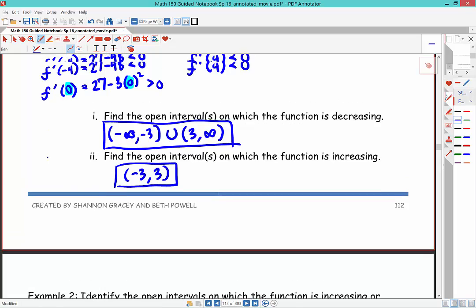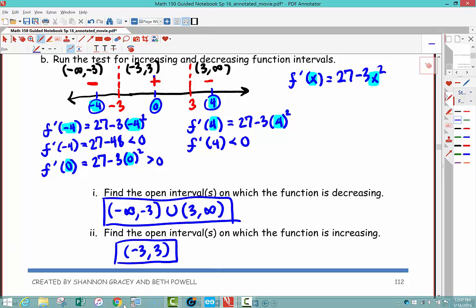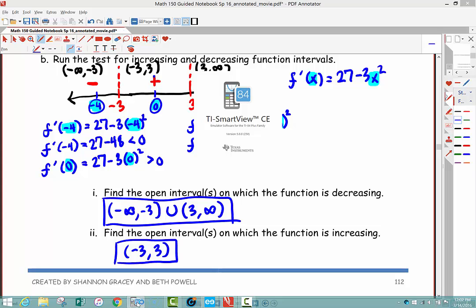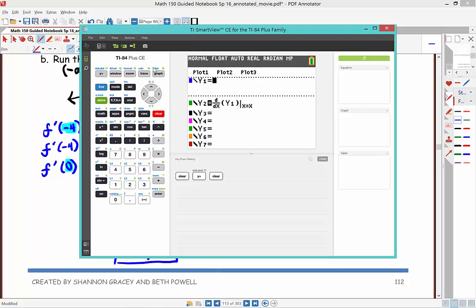Alrighty. So now, just for the fun of it, why don't we look at a graph of this? So open up our calculator. Okay, so let's take a look at the original graph, which was, what, 27x minus x cubed.